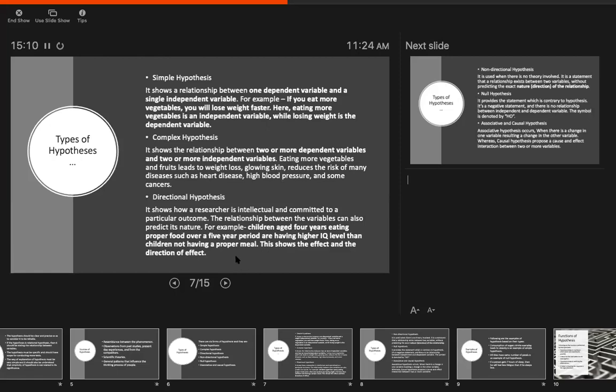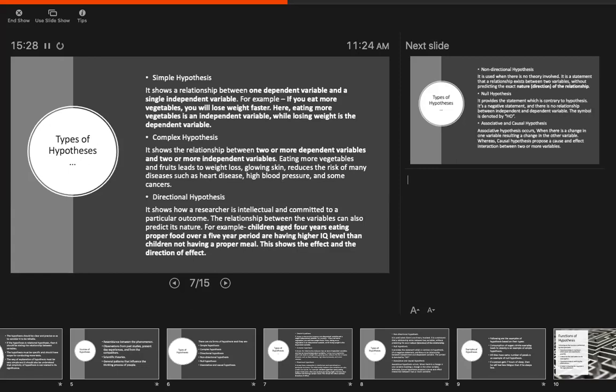Like for example, I'll give you another example. Crop growth is influenced by the amount of rainfall, comma, the amount of fertilizers used.